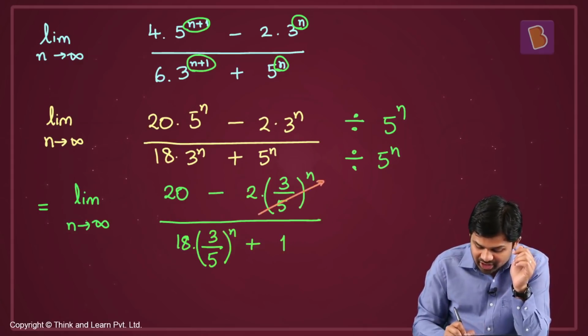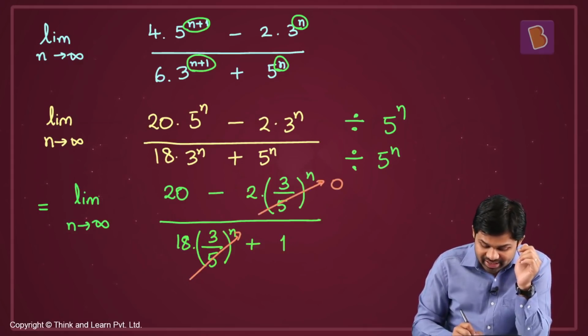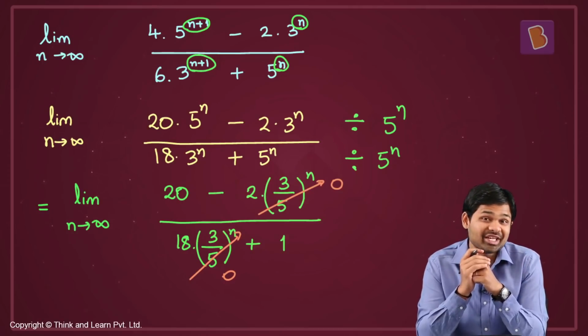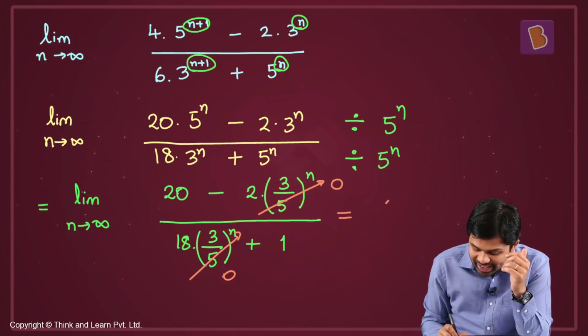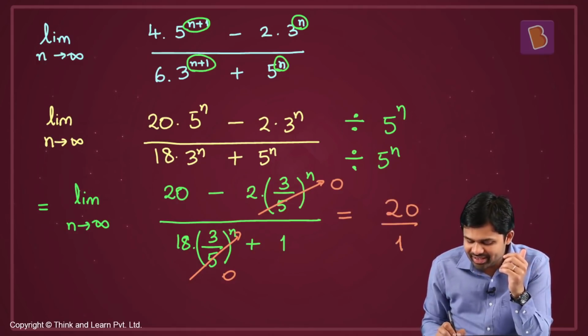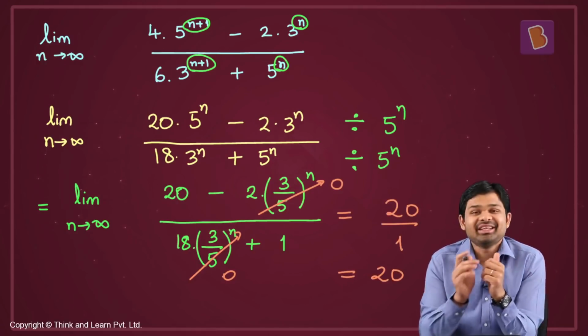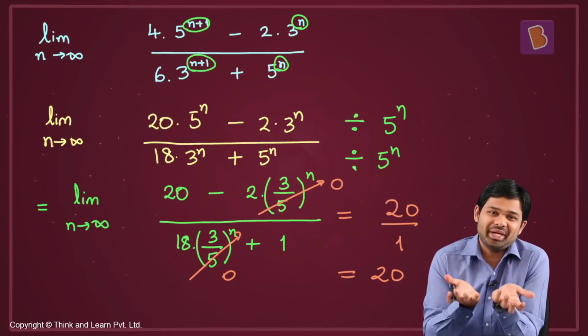This term here goes to 0 as n goes to infinity. This term also goes to 0 as n goes to infinity. This means that I am left with just 20 in the numerator, 1 in the denominator, which means the answer to this question is just 20.